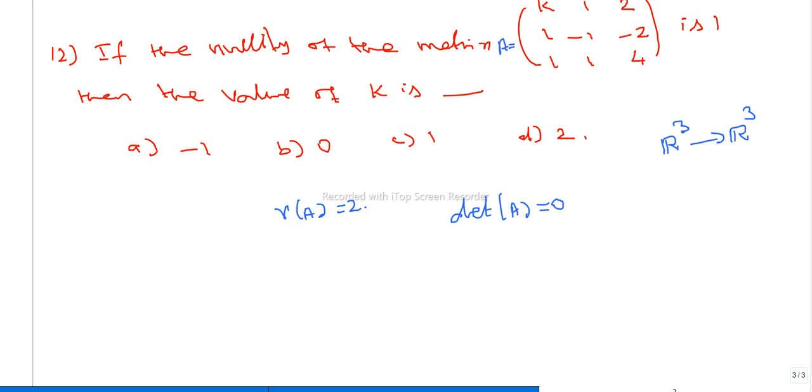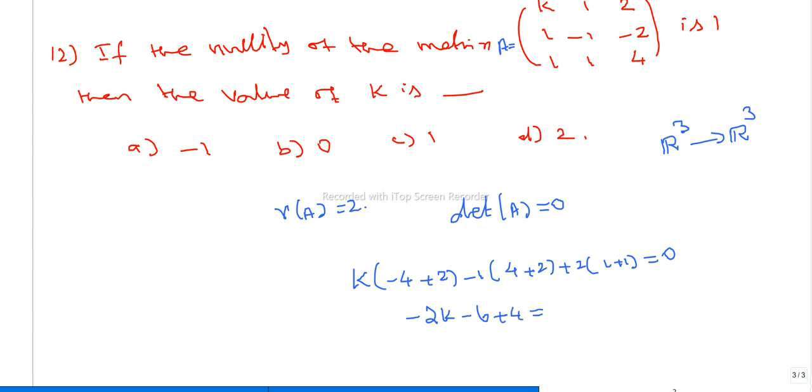You can find the value of k. If you expand along the first row: k times (minus 4 plus 2), then minus 1 times (the second entry, 4 plus 2), and then plus 2 times (1 plus 1). This determinant should be 0. Therefore, this is minus 2k, and this is minus 6, and this is plus 4, equal to 0. Therefore, this is minus 2. What is k? Should be minus 1, right?